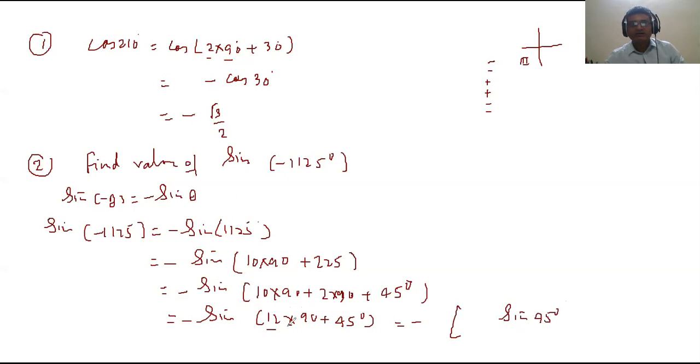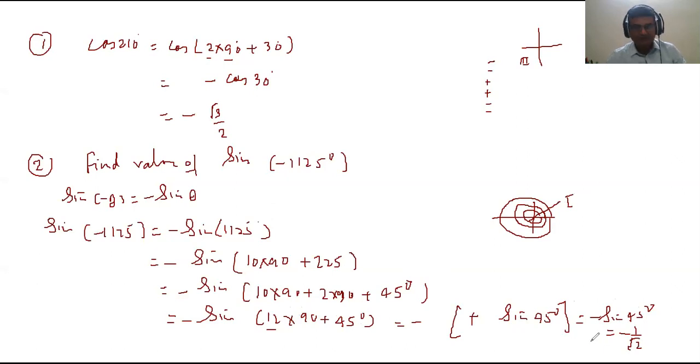Now you can see which quadrant this is going to be. One complete rotation is 360, then 720, 1080, 1440, plus 45, so it is going to be the first quadrant. When it is in the first quadrant, only the plus sign will be taken. So it is minus of sine 45 degrees, which is equal to minus 1 by root 2. So you can see how we have done this type of question. Now we'll discuss the next question.